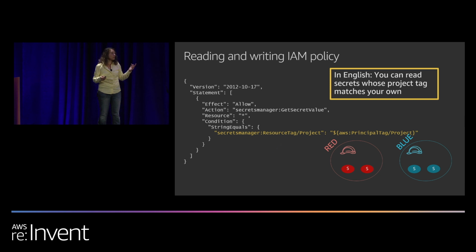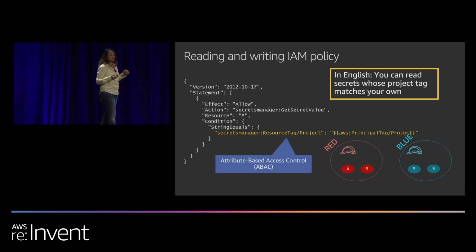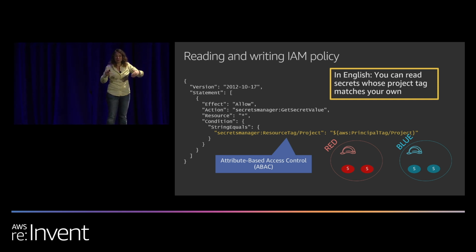So this thing works. The cool thing about this, so this is called attribute-based access control. The cool thing about this policy is I didn't say anything about red or blue. All I said is that if you have this policy, the projects need to match. You can access secrets that are tagged to the same project as you are.